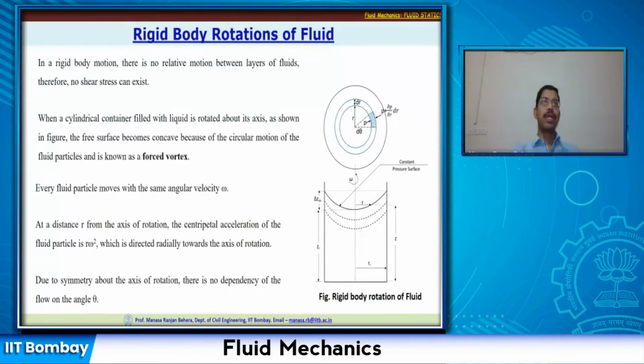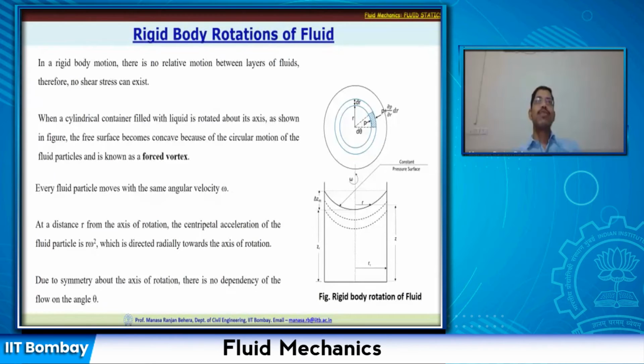So when a cylindrical container filled with liquid is rotated about its axis, then the free surface becomes concave in shape. If you put water in a bucket and rotate the bucket, you will see that the shape of the free surface, or the top surface, is going to be concave. As you can see in this figure, you will have a higher elevation close to the wall of this rotating tank, and a lower elevation at the center. This is the kind of profile you will observe. This is a concave profile.